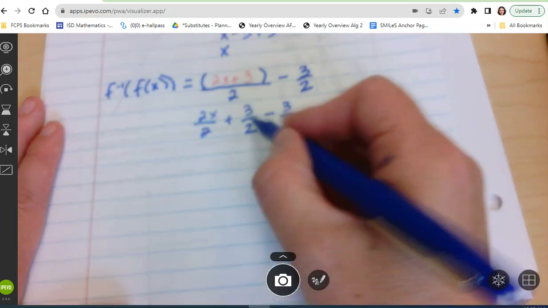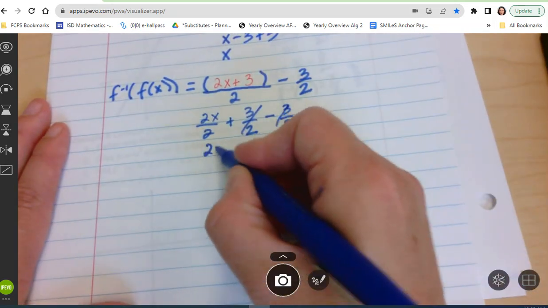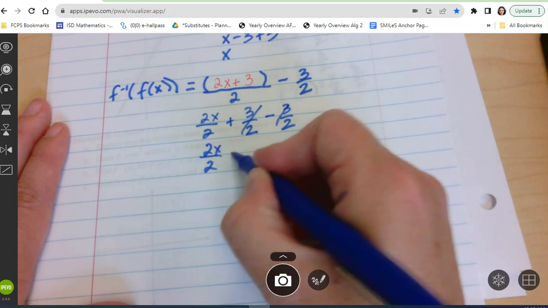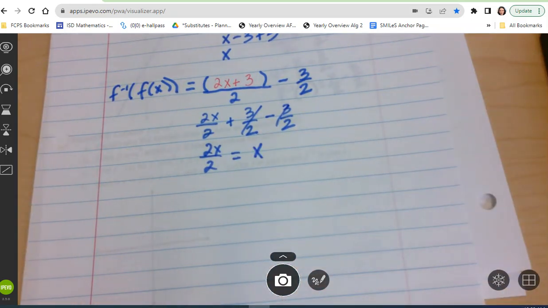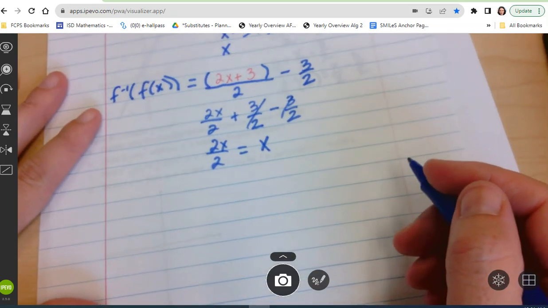Three over 2 minus 3 over 2 cancels out. I have 2x over 2, which just gives me x. So we put a function into its supposed inverse, and we proved that they're inverses because when you compose those two functions, you input x, and whatever happened to that x got canceled out, and you got out x again, okay? So here's your mathematical statement.